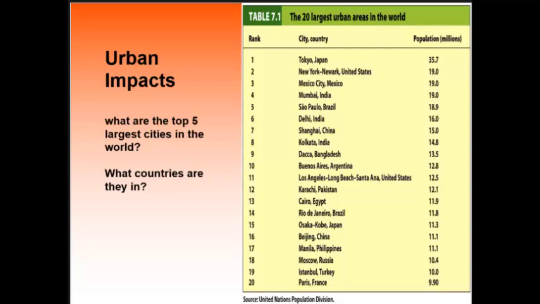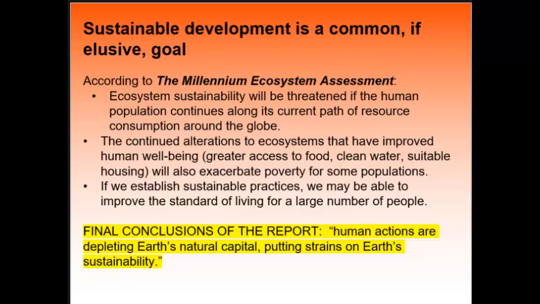So New York is the most densely populated urban area or city in the U.S. And remember, urban areas are 1,000 people per square mile.